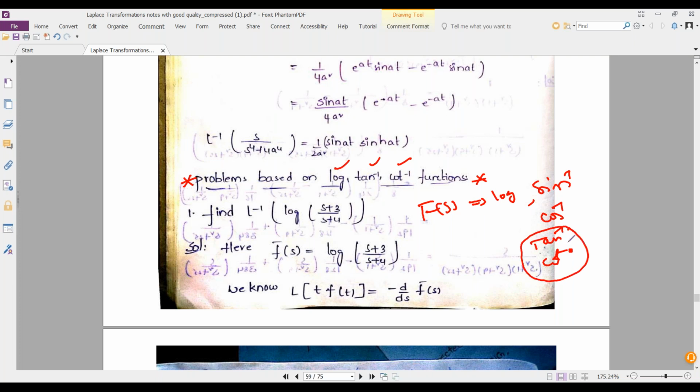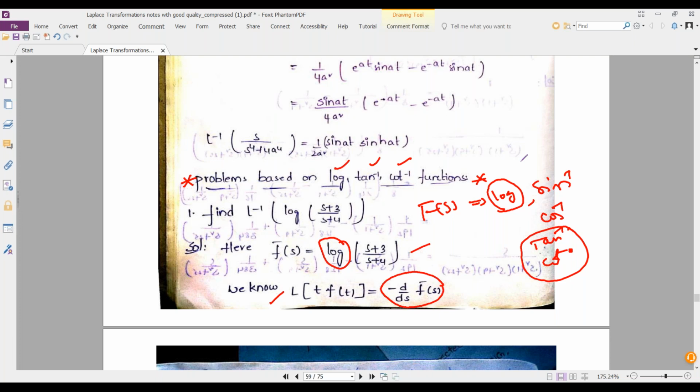So quite opposite to that we are moving here. And similarly, log. Whenever F of s is equal to log, my intention is to eliminate this log. For that, only one medicine: differentiate. No other option. Only differentiate. So if F of s is this, then we know L of t times f of t is equal to minus d by ds of F of s. From this, we'll compute this.